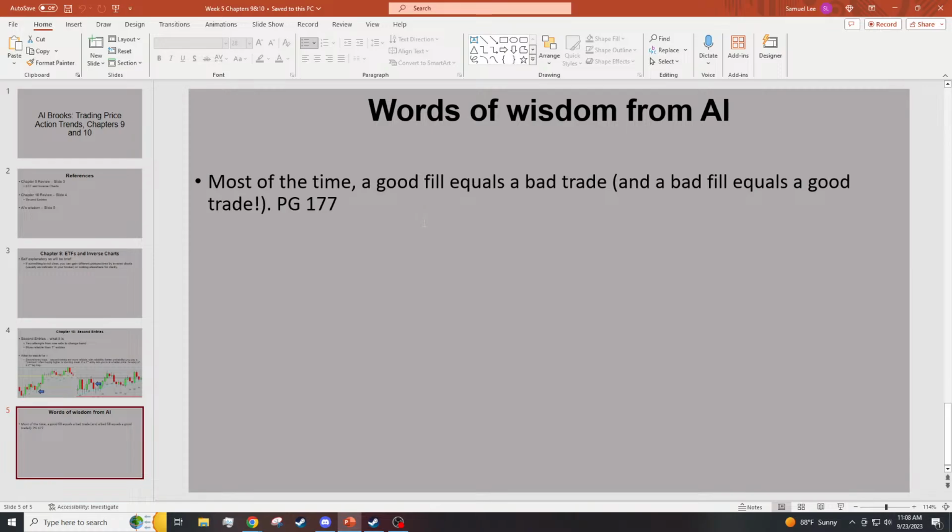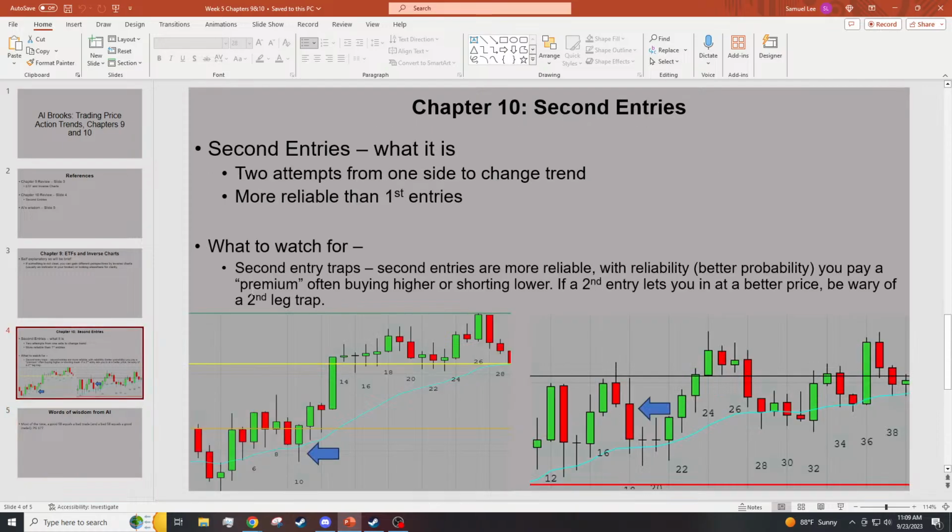So what are they gaining for that probability? They're gaining probability but sacrificing risk to reward. So with that kind of logic, most of the time, a good fill will equal a bad trade, because in this instance of a second leg, it's probably a trap. And as you can see, we ended up going higher and you're stopped out.